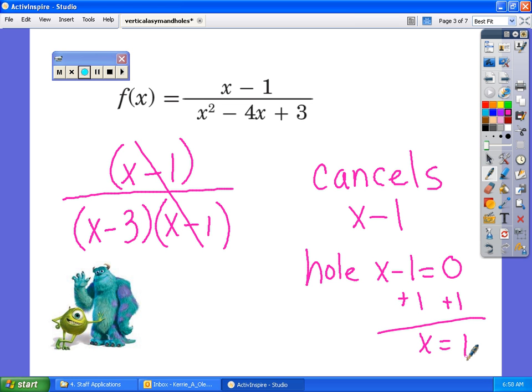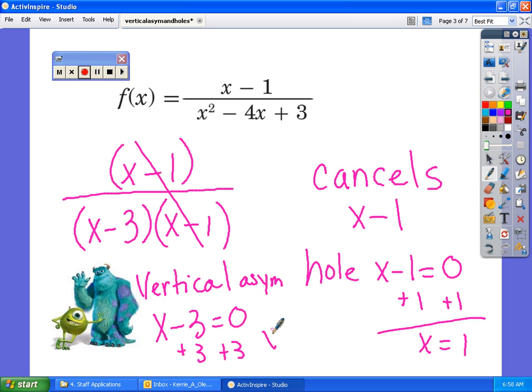Okay? Now, when these cancel, all that I'm left with in the denominator is x minus 3, and I'm going to use that to find my vertical asymptote. Okay, I'm just going to abbreviate it there. So x minus 3 equals 0. I add 3 to both sides. X equals 3 is my vertical asymptote.